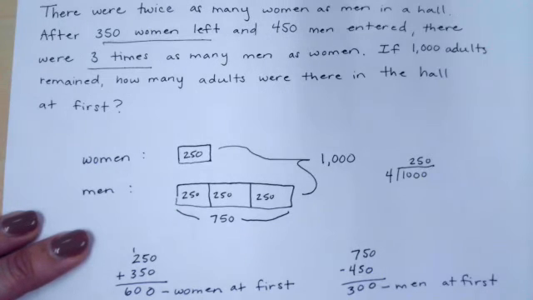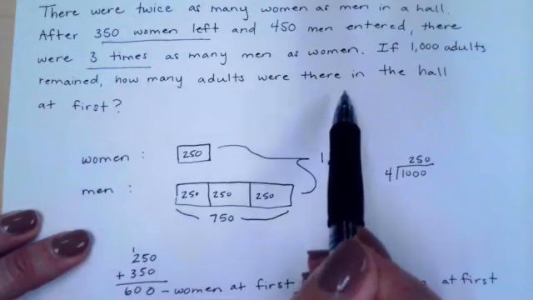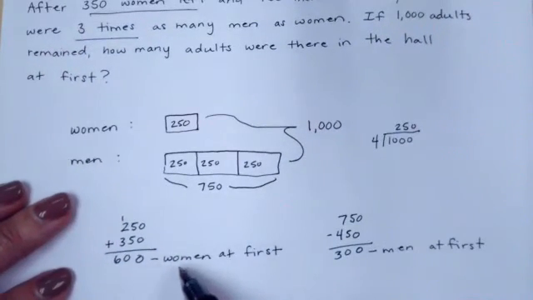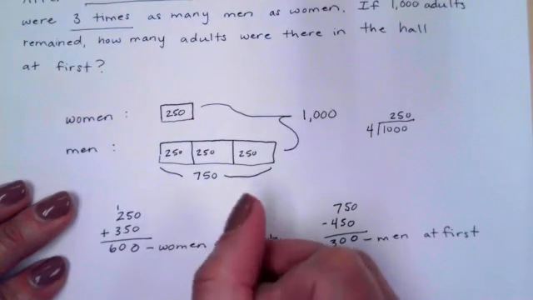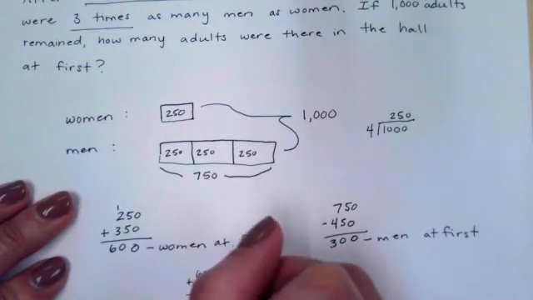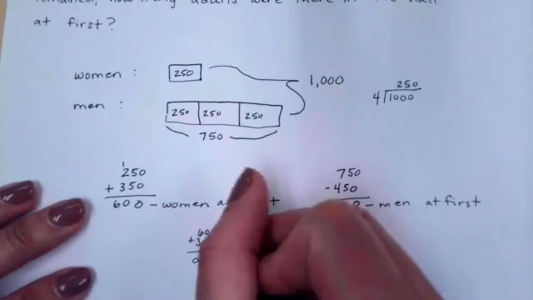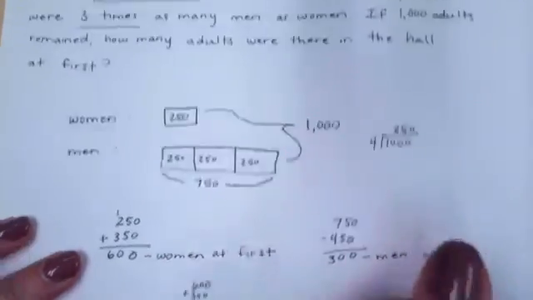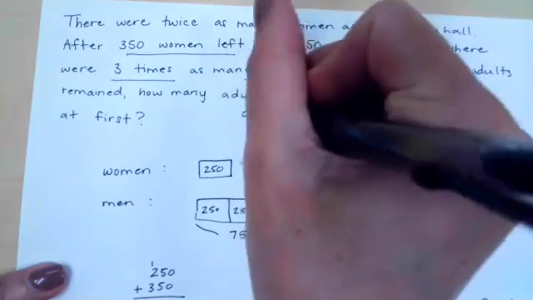So we always go back to our question, what is the problem asking us? How many adults were there in the hall at first? Well, there were 600 women at first, and there were 300 men. 600 plus 300 is 900. So there were 900 people, or 900 adults in the hall at first.